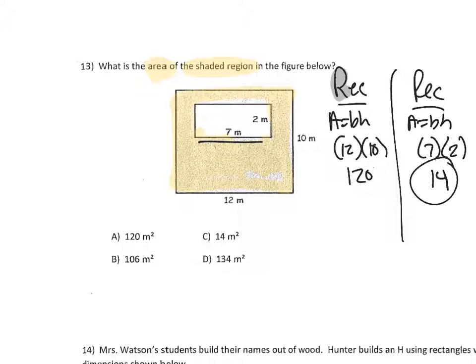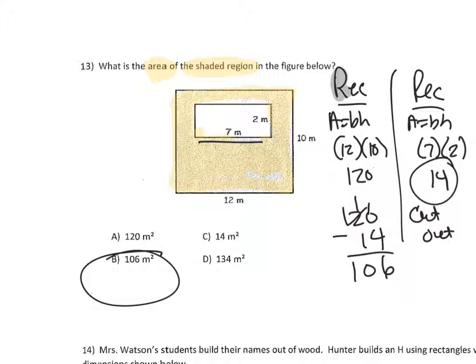And remember, this was the cutout, so we're going to subtract it. So 120 minus 14, so 106.